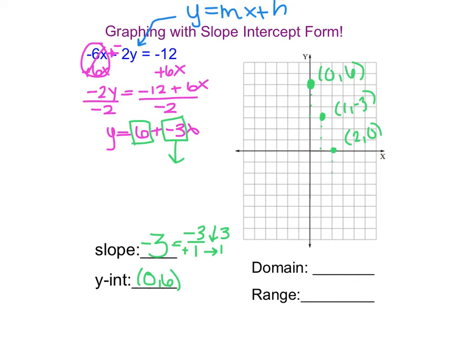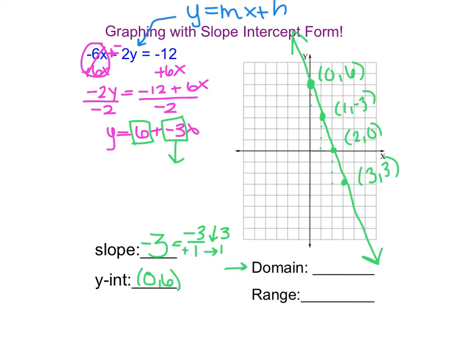Down 1, 2, 3, to the right 1, so we have x is 3, y is 3. And then we could continue that pattern, but here I can see I have a pretty good shape of what my line looks like. So I'm going to connect the dots, extend it fully through my coordinate plane, and add arrows onto the end. Then to end, I need to determine my domain.